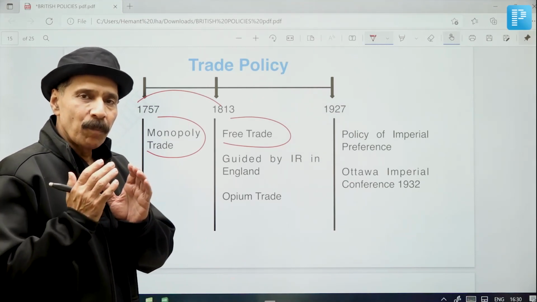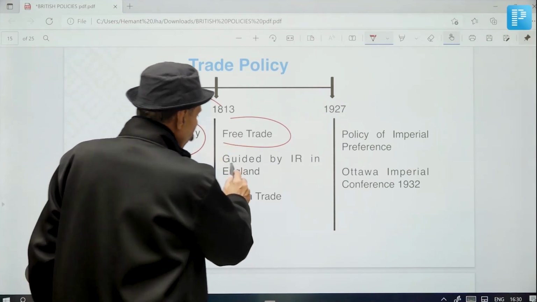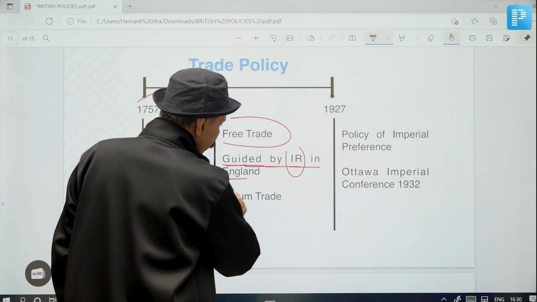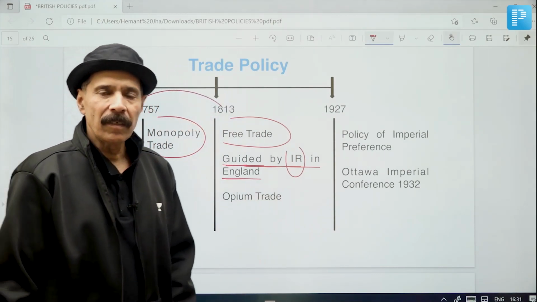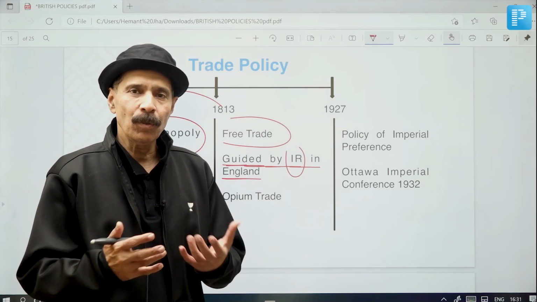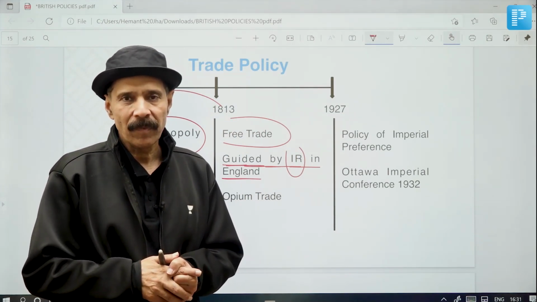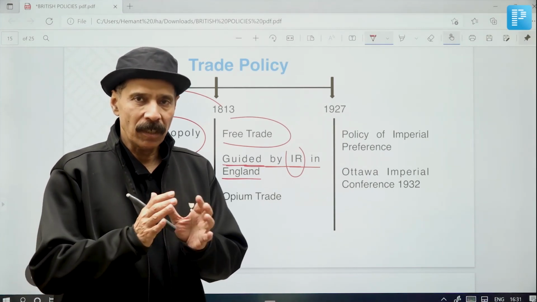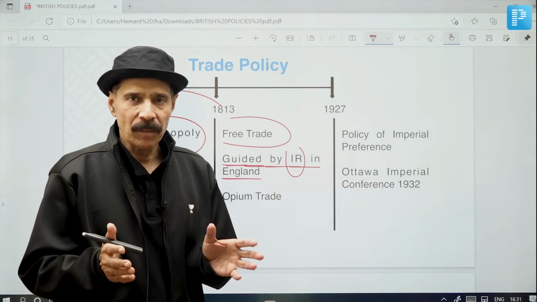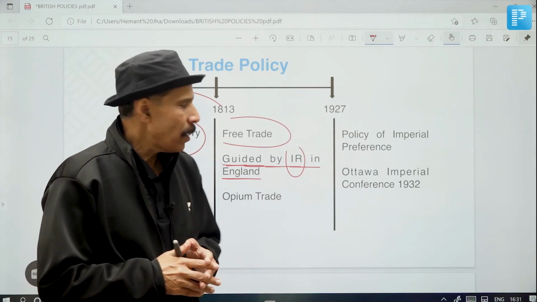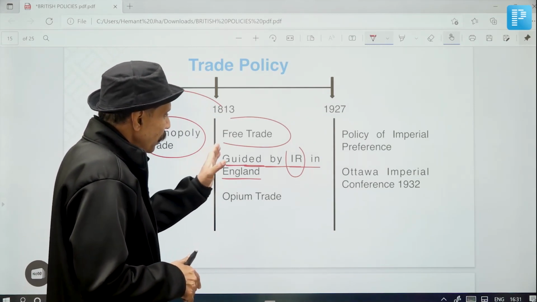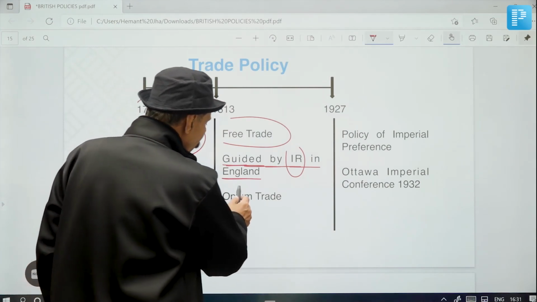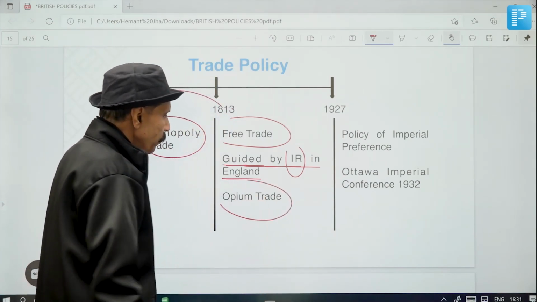And the pursuance of the free trade policy was guided by Industrial Revolution in England. Industrial Revolution in England gave birth to new socio-economic forces. And they created a pressure on the British government to abolish control, to abolish regulation, to abolish monopoly. And related to this phase, 1813 onwards, next important thing is opium trade.